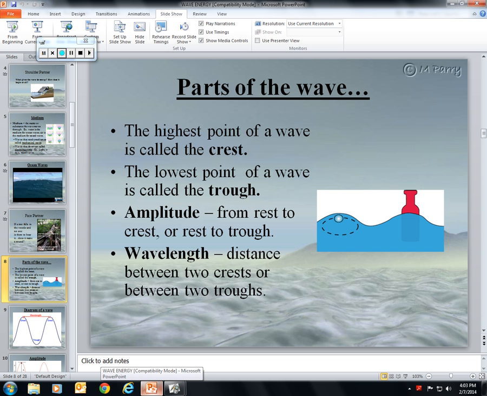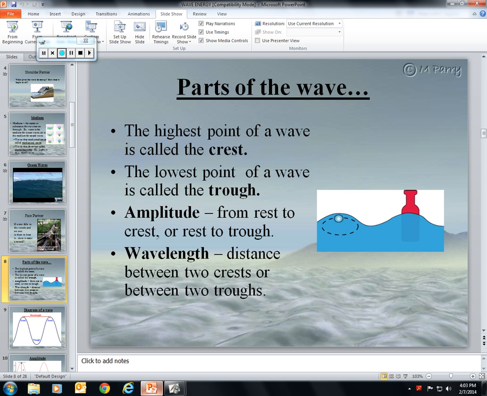Okay, the parts of a wave. On the next few slides, you're going to see pictures. I would write out the definition, draw the picture, and label it as well. You've learned this before. Okay, the highest point of a wave is called the crest. So if you were surfing, you would surf on the front part of the crest, the top front.